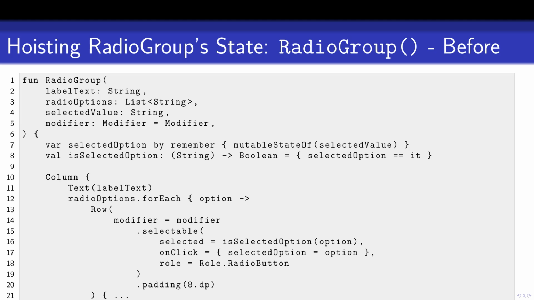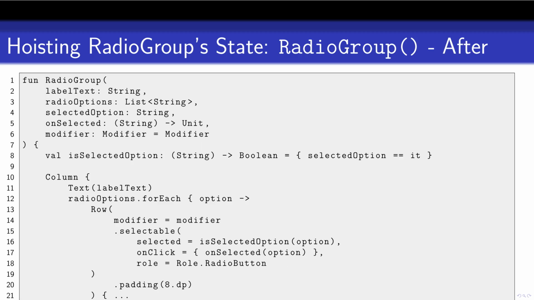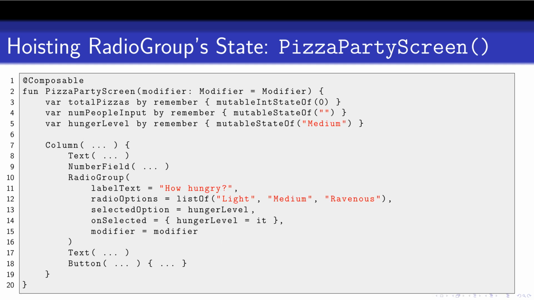Likewise, the radio group composable is updated to be stateless. Instead of managing its own selection, it accepts a selected option and on-selected callback. This makes it easier to test, reuse, and reason about. Finally, all state is lifted to Pizza Party screen, which manages both the number of people and the hunger level. This centralized state management allows the Calculate button to read both inputs and trigger the calculation effectively.